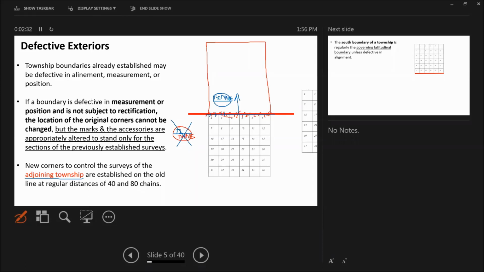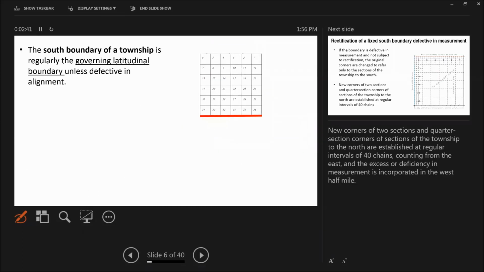Okay, let me go to the illustration, which hopefully will help. I know this is a little bit confusing. Okay, what's next? The south boundary of a township is the regular governing latitude boundary, unless defective in alignment. Well, we know that this is the controlling boundary, but what does it mean, unless defective in alignment? Well, I think you got it. This line, if it's tilted or inclined like this, it's not following the cardinal direction. Does that mean we should do something else? Yes, the manual is saying we are going to do something else here.